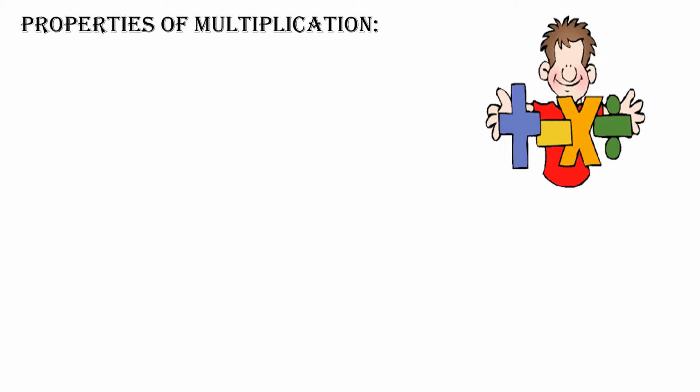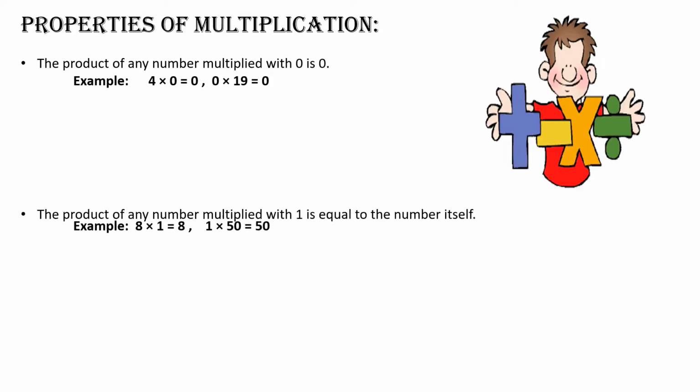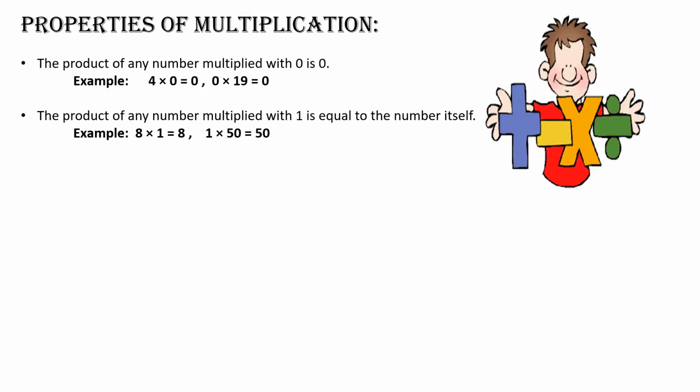Now let us see some of the properties of multiplication. The product of any number multiplied with 0 is always 0. For example, when I multiply 4 into 0, the product is 0. Or 0 into 19, the product is 0 again. Or if I multiply 1231 into 0, the answer is 0. Let us proceed with the next property.